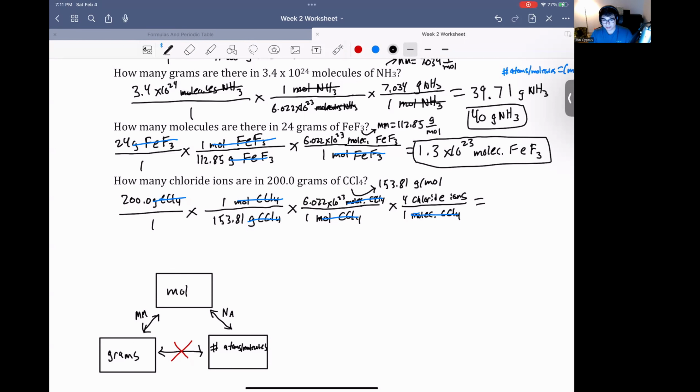So 200 divided by 153.81, and you should end up getting, I'm going to do 4 sig figs here, 3.132 times 10 to the 24th chloride ions.